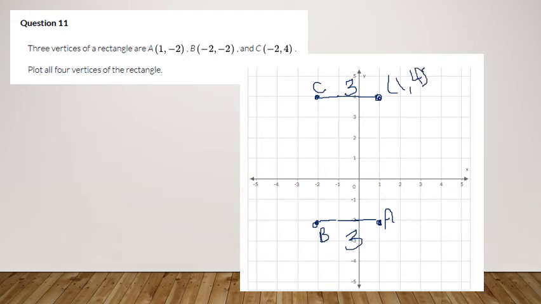But we could check it by checking the side lengths. 1, 2, 3, 4, 5, 6. And then A to our new point should be the same. 1, 2, 3, 4, 5, 6. So our fourth vertex would be at (1, 4).